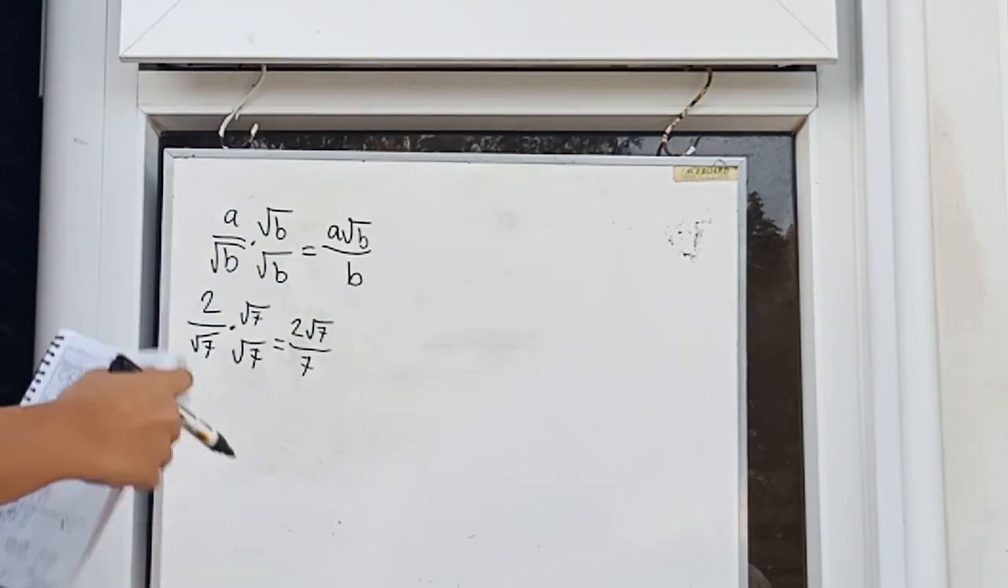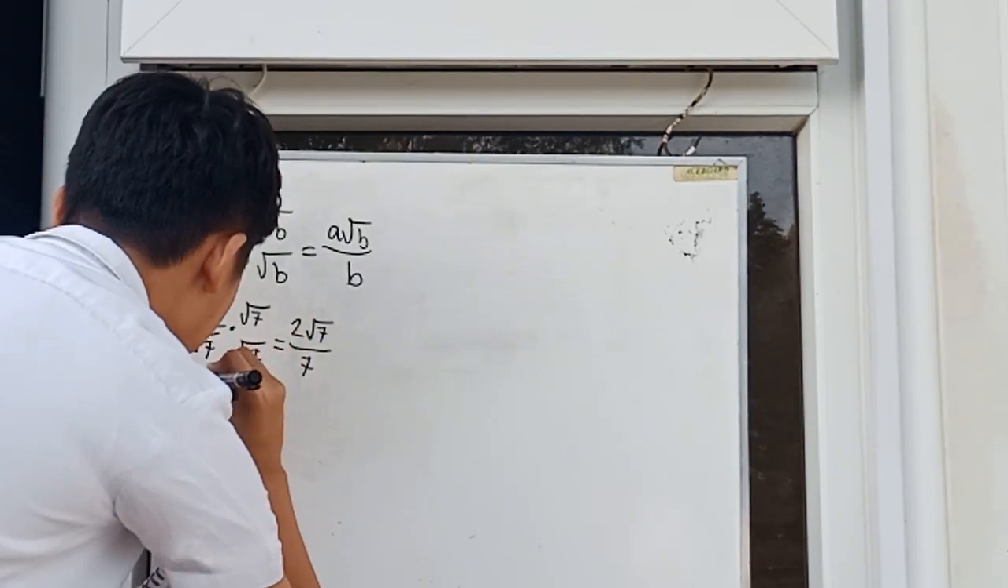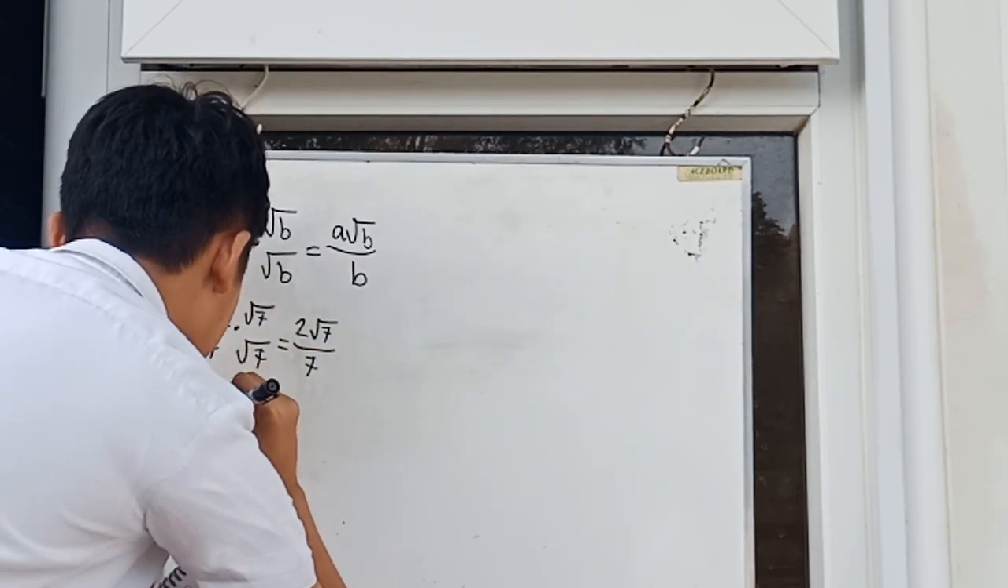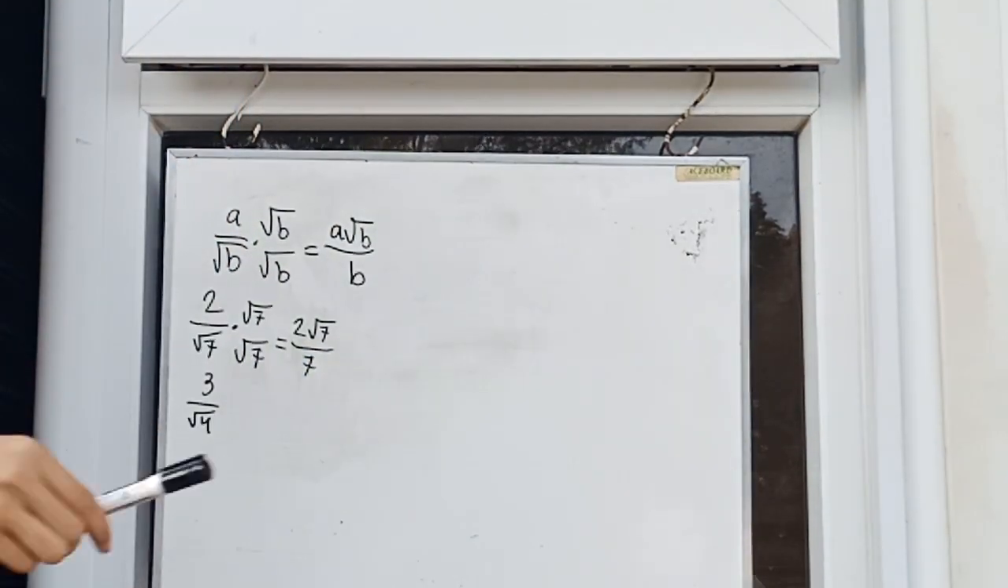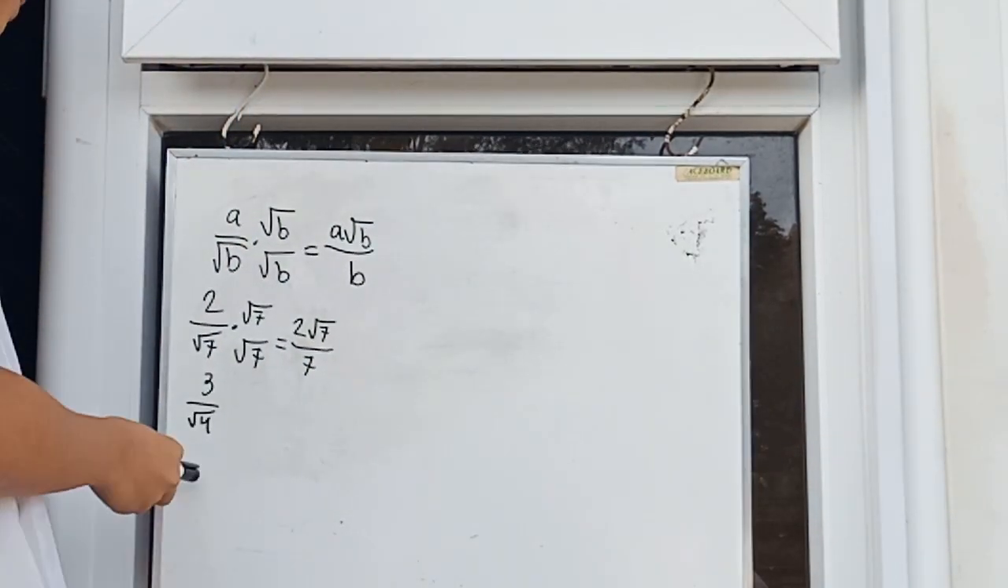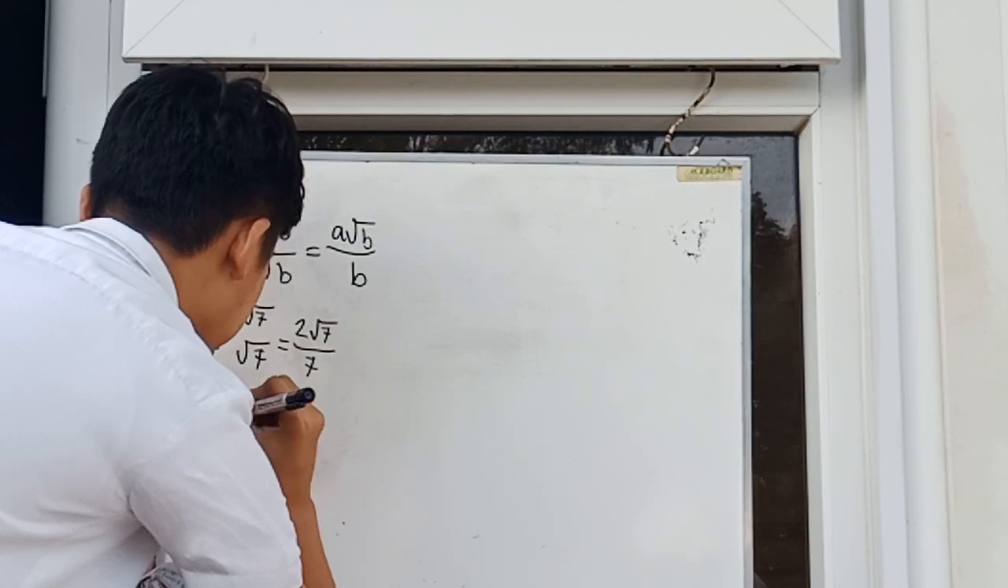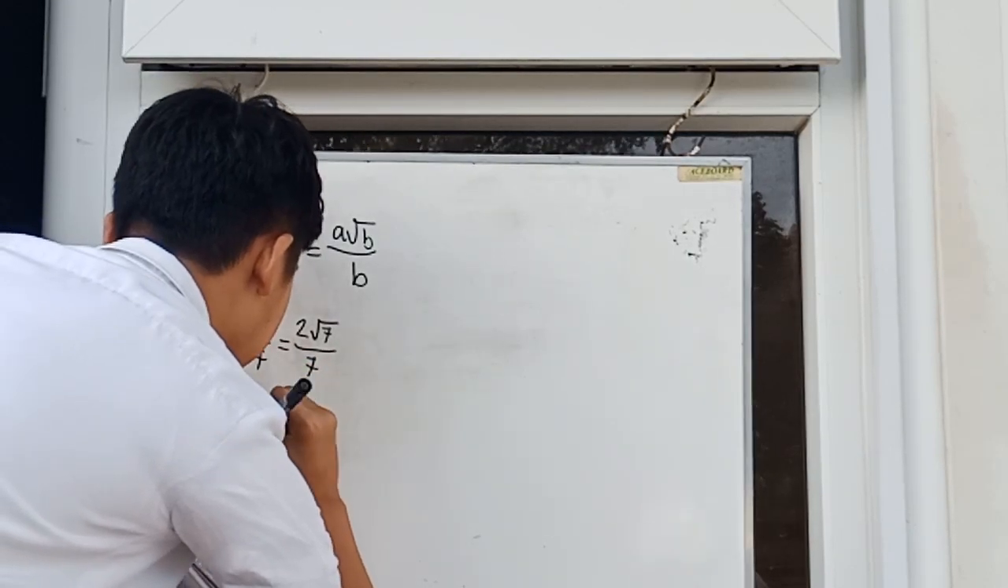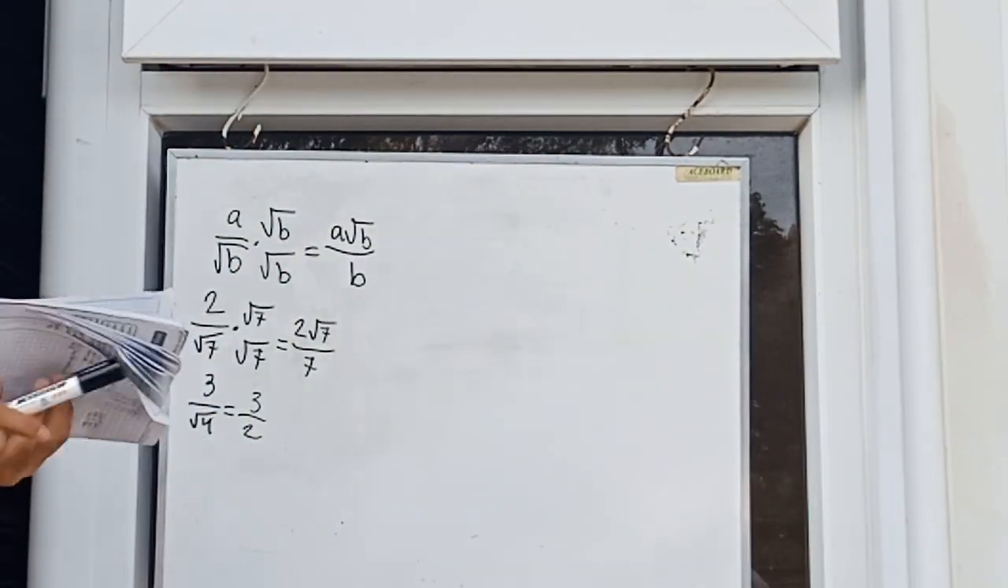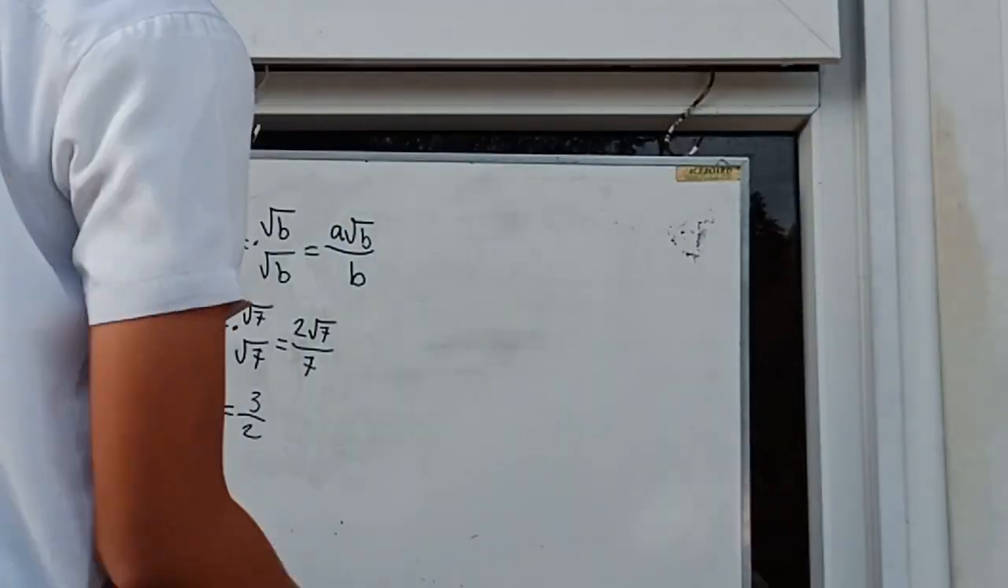But what happens when we have a perfect square? It's just simple. So over here, the denominator is a perfect square, so you just simplify it. It's just easy as that. And that is the first example.